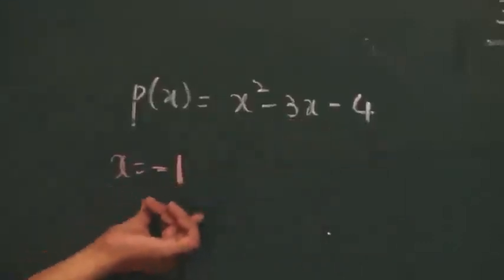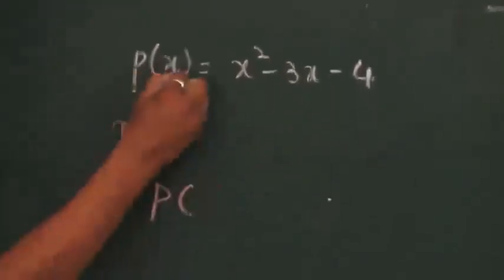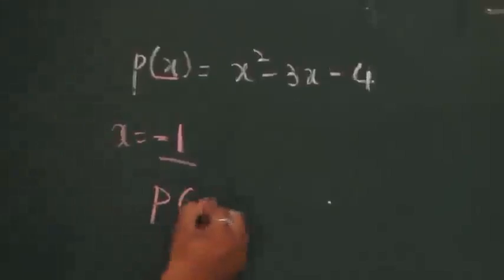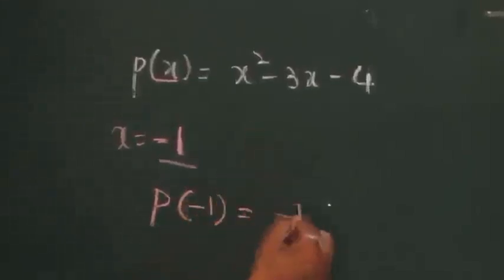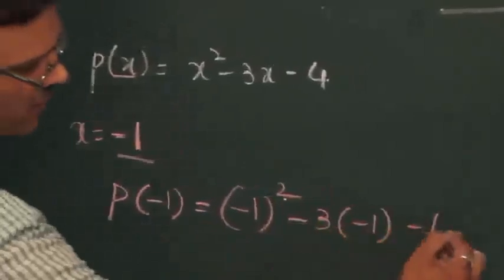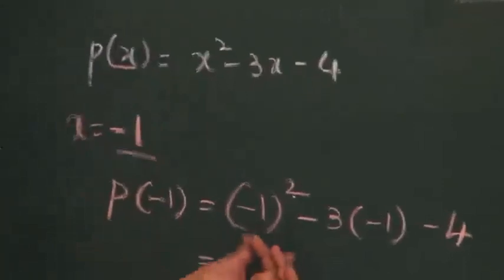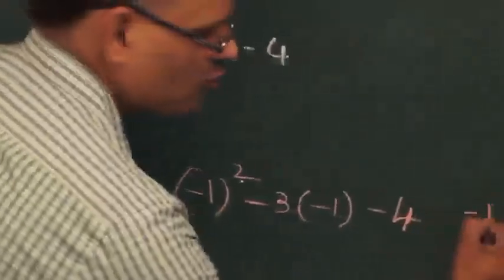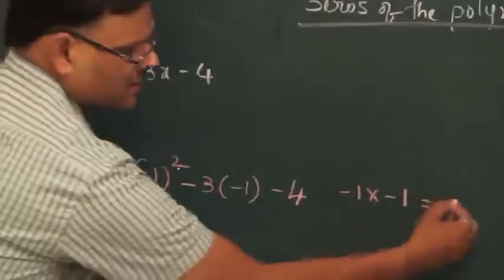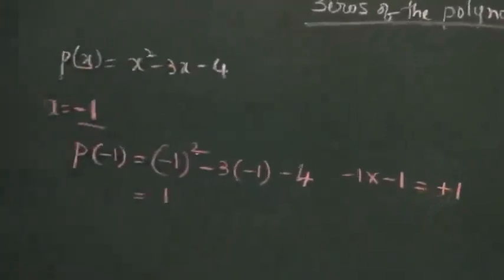Let us take x is equal to minus 1. Wherever x is there, you have to substitute the value minus 1. So P of minus 1 is equal to minus 1 whole square, then minus 3 into minus 1, minus 4. What is the value of minus 1 square? Minus 1 into minus 1: minus into minus is plus, 1 ones are 1. So here you will get 1.